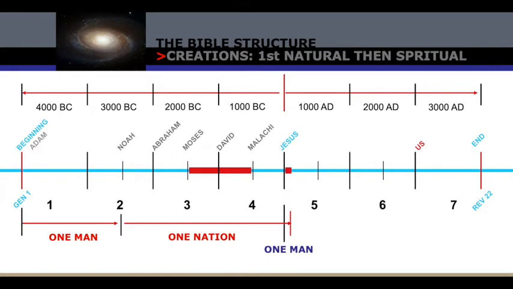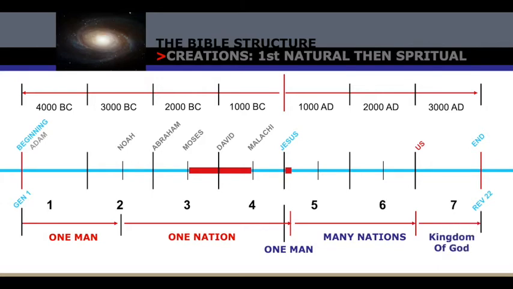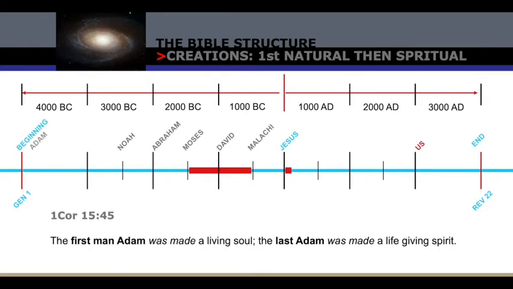When we come to the New Testament, we focus on one man, which is Jesus. And we now focus not on one nation, but on many nations. So the gospel now goes to many nations. Whereas before it was restricted to the Jews and the Israelites, now it is for all nations, for every nation, kindred, and tongue. And then finally we come to the 7th millennium, or the 7th day of God's rest, which we see here in the 7th millennium.